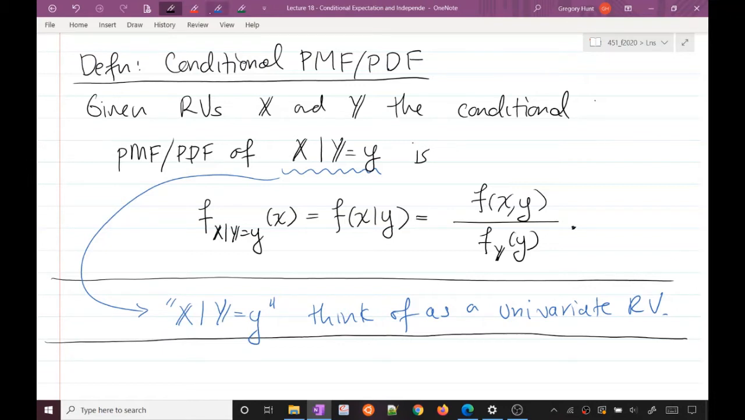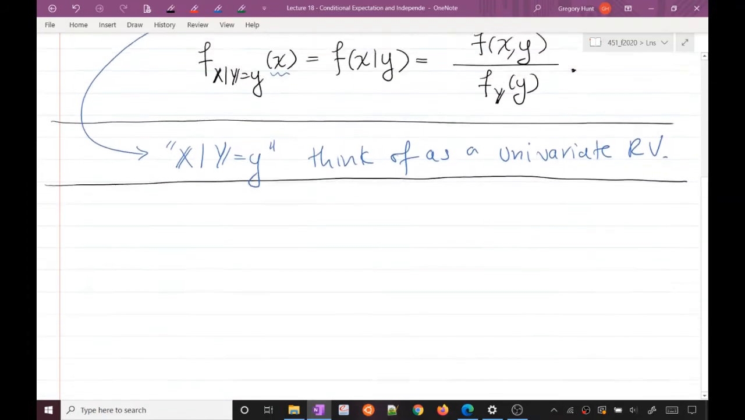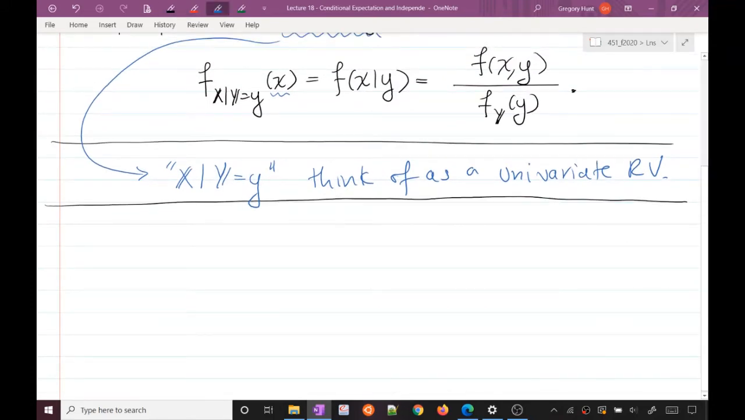So that's why when we plug into our PMF or PDF, we're plugging in a single value little x. So it's basically the univariate distribution of x, conditional on knowing information about y, and so it just takes little x as an argument. And this is the formula that we developed last time. And so you can think of this object, x given y is little y, as a univariate random variable, and therefore it has, say, expectation. And this defines what we call conditional expectation.